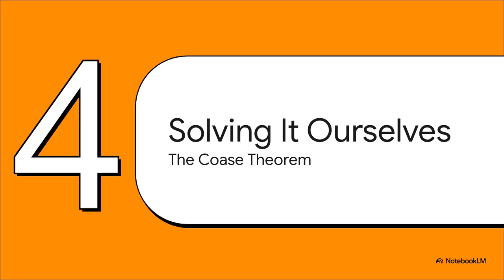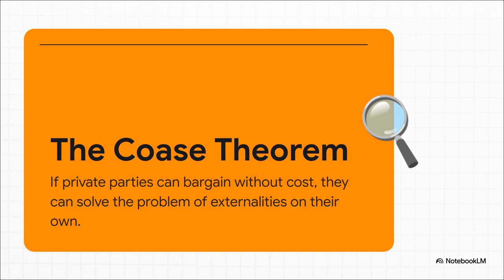So government solutions are great, but what if we don't need them? What if people could just sort these problems out on their own? That brings us to our next section, solving it ourselves, and a really powerful economic idea called the Coase theorem. The Coase theorem is pretty mind-blowing. It basically says that if private parties can bargain over resources without any cost, they can solve the problem of externalities all by themselves. And here's the really wild part: it doesn't even matter who has the initial legal right to do something. They'll still reach the most efficient outcome.